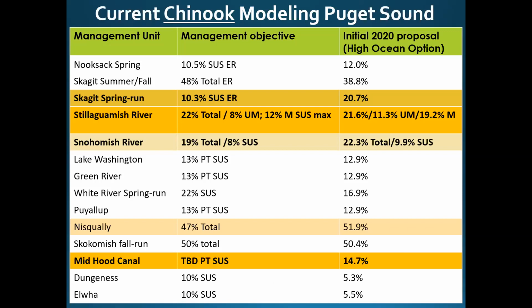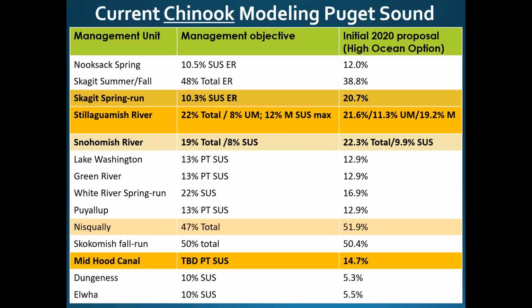Some other stocks to highlight here. Skagit Spring Run, we can see that our management objective there for this year is a 10.3% SUS exploitation rate, and in our initial modeling proposal, we're at 20.7%. For that stock in particular, that management objective is based on being below a low abundance threshold that gets set for management. We think that through some in-river fishery changes and otherwise, we might be able to get above that low abundance threshold, and we might be managing to our objective if we exceed that threshold, which is less likely to make that stock constraining.